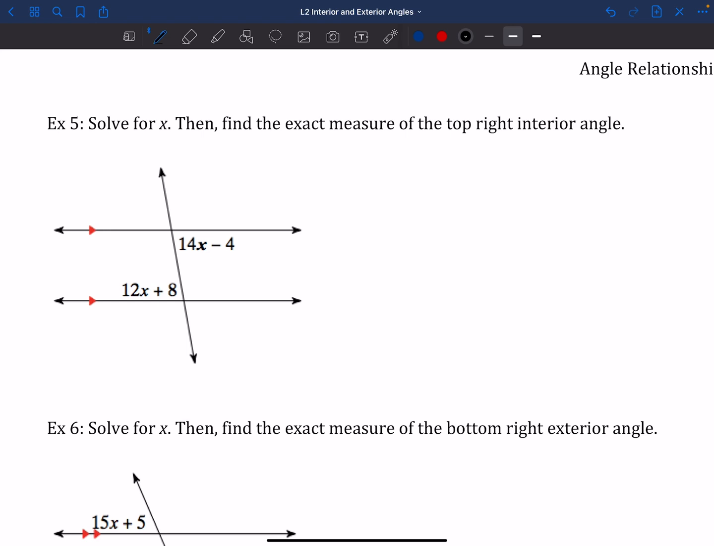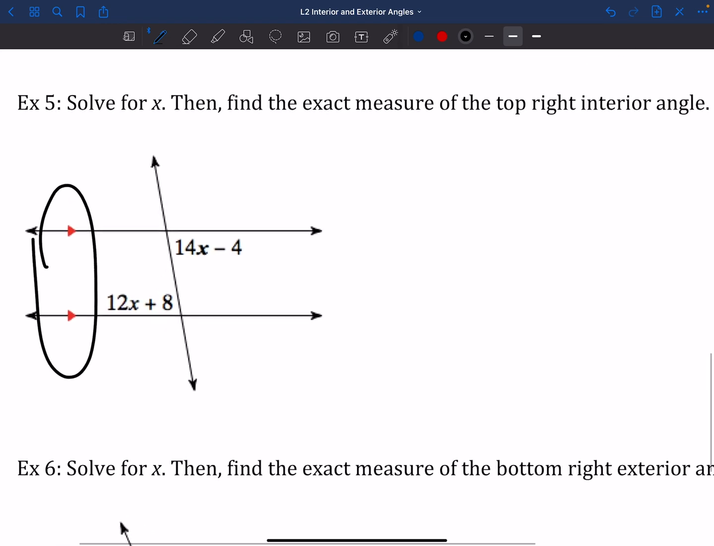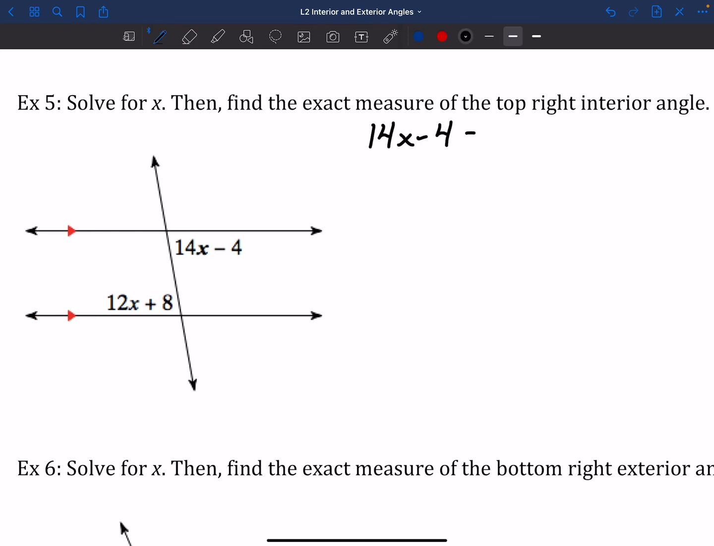Geometry-wise, these are alternate interior angles. They are on alternate sides of that transversal, and they are both on the interior. These little markings over here are telling me that the lines are parallel to each other. So that means that these angles are actually equal. So I can say that 14x minus 4 is equal to 12x plus 8. What I'm going to do here is go ahead and solve this out and figure out what x is.